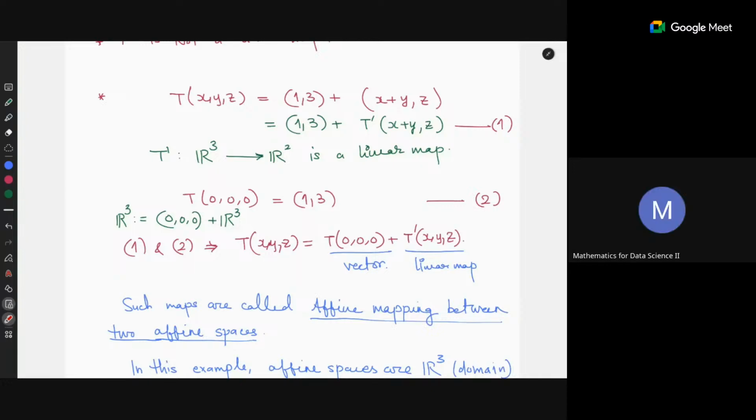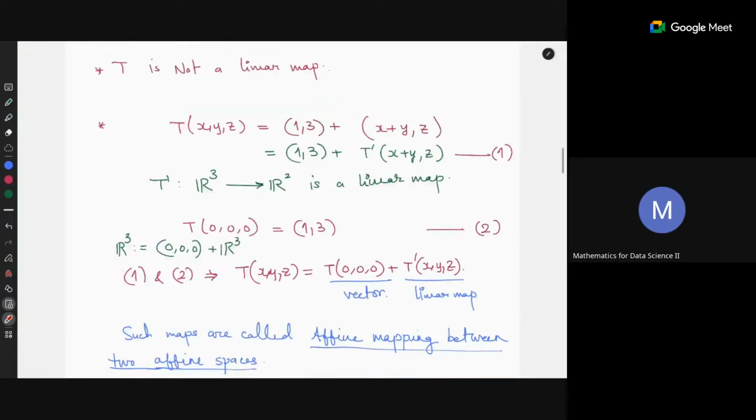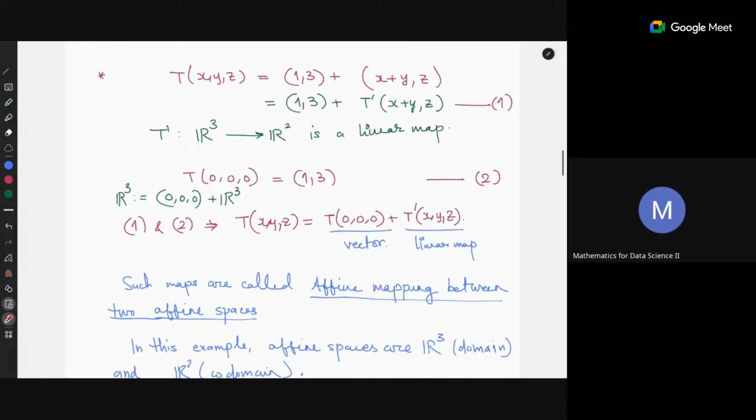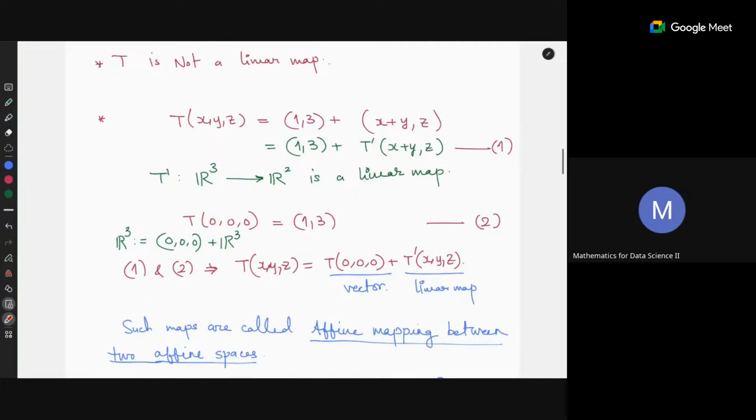T of 0, 0, 0 will always be in the... Like, if you want to express an affine mapping, you always have to get the transformation in terms of 0, 0, 0, like the 0 vector, right? Need not be. Suppose you define a map from, in this case, a vector space. It is also a vector space, so that's why I'm taking the 0, 0, 0 vector. I can also take some other vector, let's say 1, 1, 1. Yeah, I can take 1, 1, 1 also.